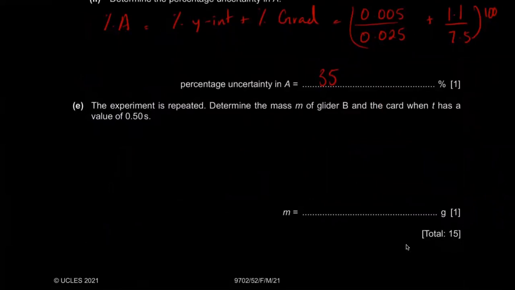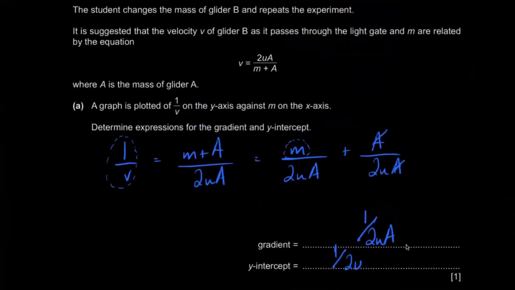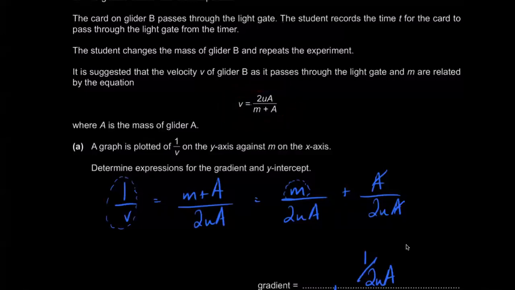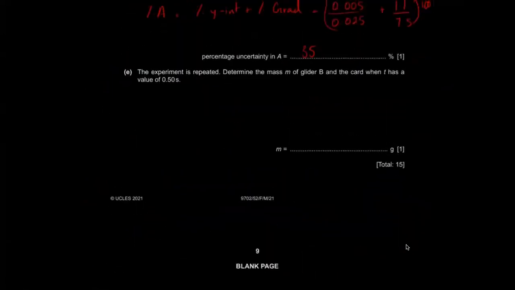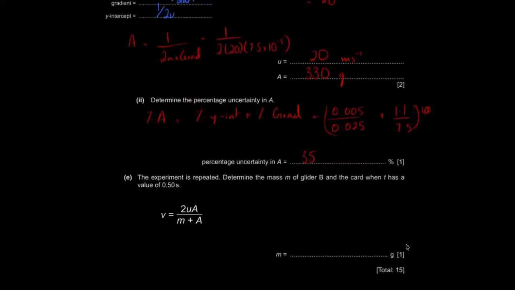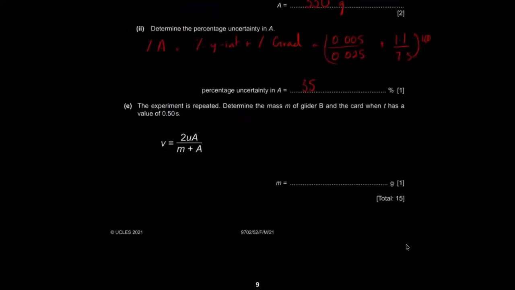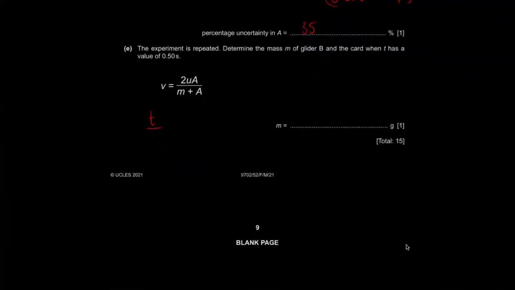The experiment is repeated. Determine the mass M of the glider and the card when T has a value of 0.5. So the mass small m is what we need to get using this equation. So we know A, we know U as well now, and the mass M is what we need to find. So V is T upon L, right? This is what you need to remember. This is what we used in the table of values. So V is T upon L, and this is 2UA upon M plus A.